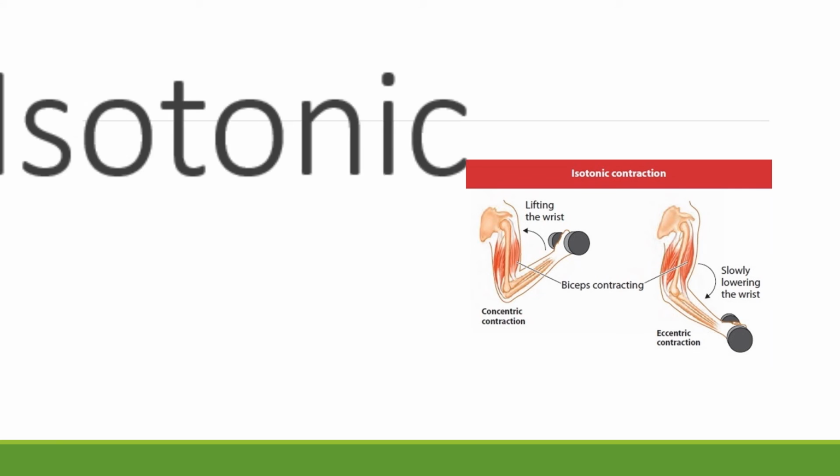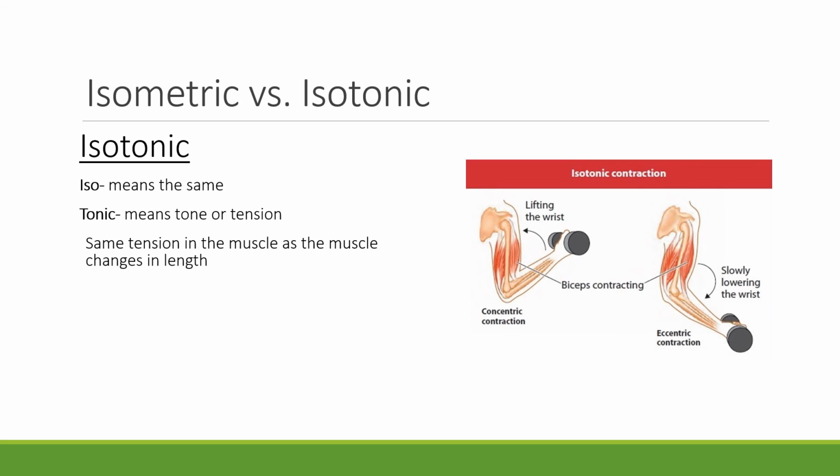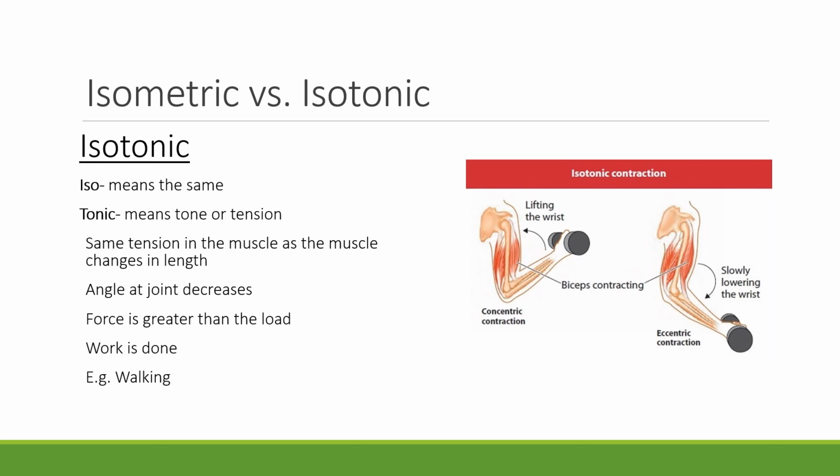In the term isotonic, iso again means the same. Tonic refers to tension or tone, so there's the same tension in the muscle as the muscle changes in length. The angle at the joint decreases, force is greater than the load, and work is done. An example of this could be walking or the exercise to the right.